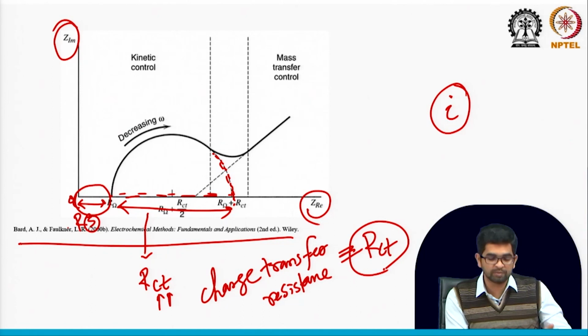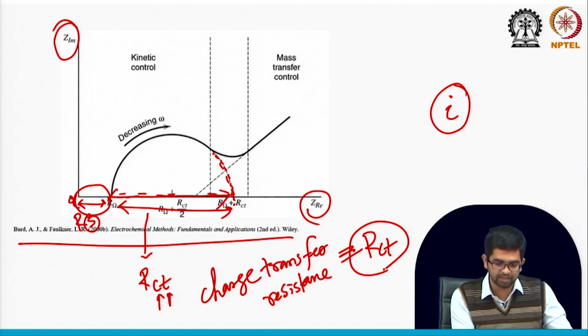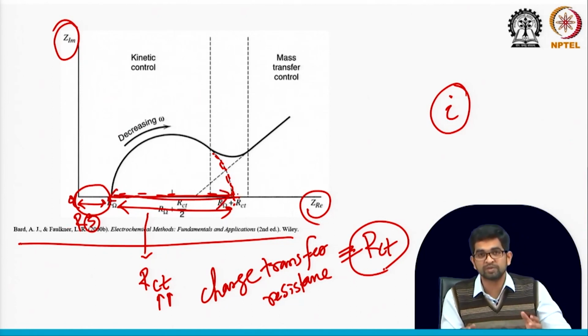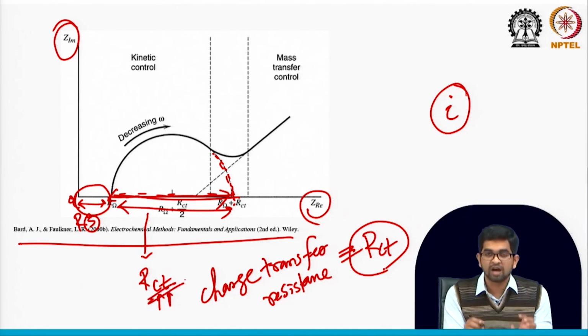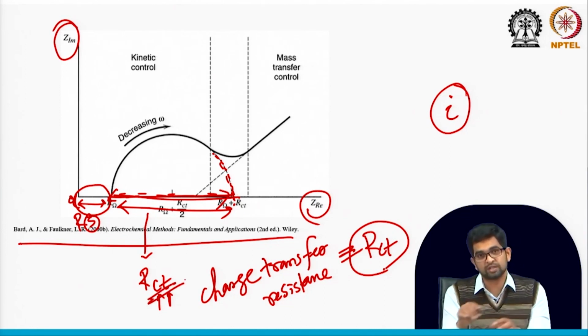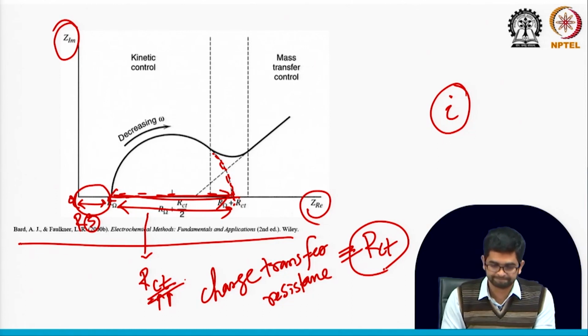Which part will give you more information? That is the RCT value. This part will give more information. RCT is the charge transfer resistance, how electrons transfer through your electrode surface.